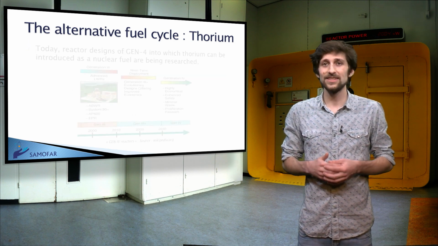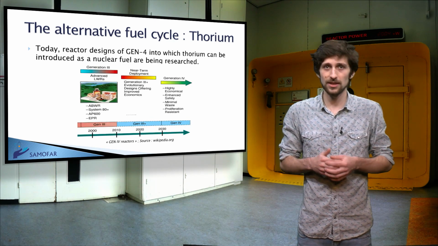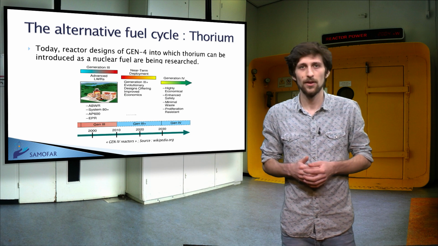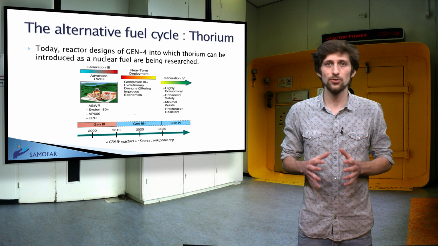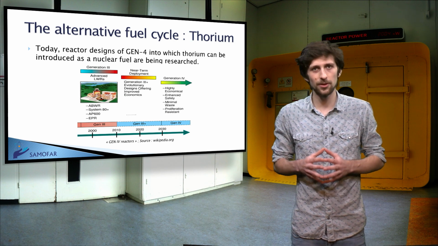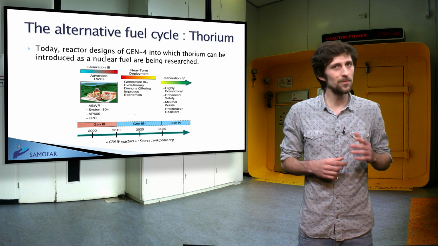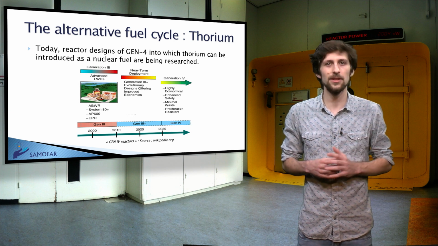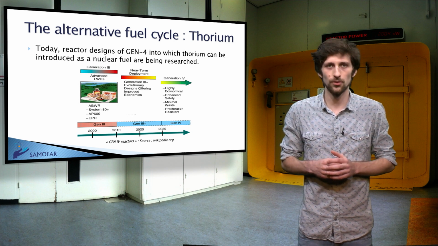Today, there are 7 types of reactor into which thorium can be introduced as a nuclear fuel. The first 5 of these have all entered into operational service at some point in the past, while the last 2 are still conceptual. We'll be introducing them in the next video with a particular focus on the MSFR, molten salt fast reactor.